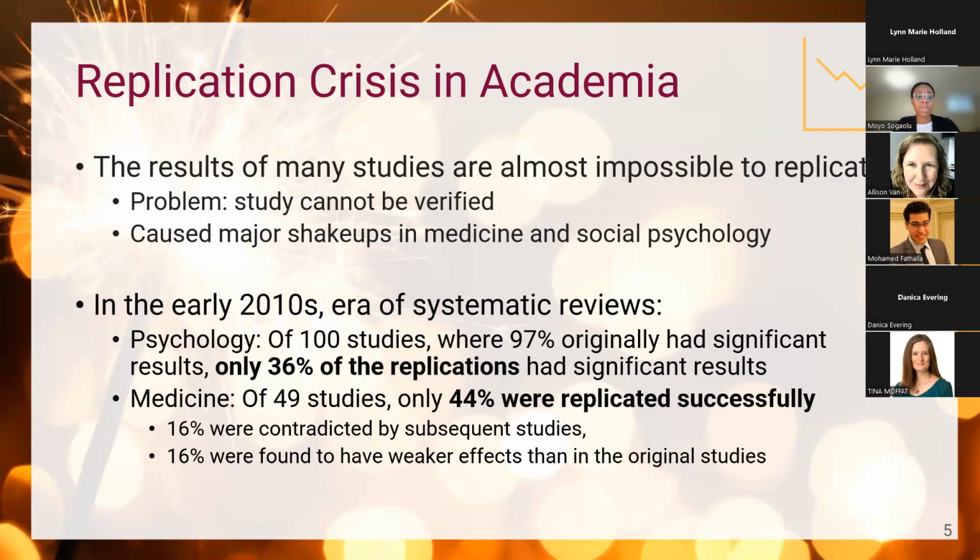For example, in psychology, out of 97 studies with significant results, only 36% were successfully replicated. And in medicine, we had similarly low replication rates, at about 44%. And what this tells us is that in these fields, about 55 to 60% of published papers could not be replicated, and that is a big problem.